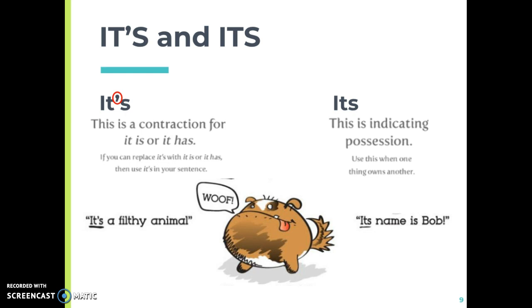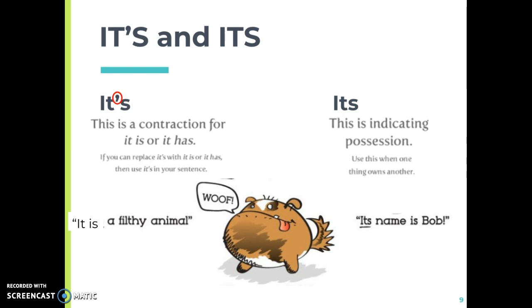If you're ever unsure if you have the right its in a sentence, replace what you have with it is and see if the sentence makes sense. If the sentence does make sense, then you want to use the it's with an apostrophe. So we just had the sentence, it's a filthy animal. Let's plug in it is and see if it works. It is a filthy animal. That still works, so we know that the it's with an apostrophe is the right one to use there.